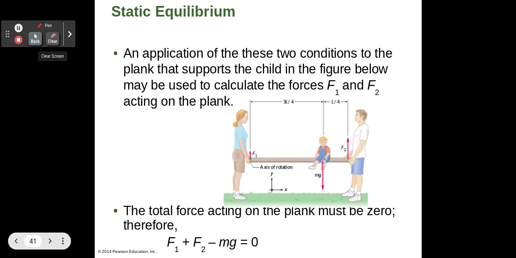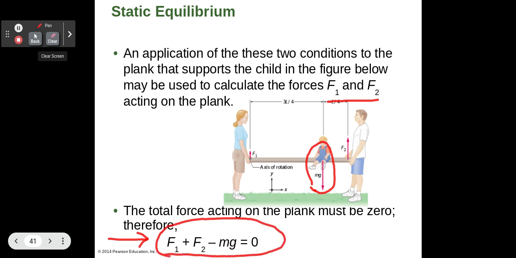So that means that the forces acting on the plank and the force of gravity on the child, all of those things have to be zero. So there's actually three forces acting on this plank. The F1 for the lady, the F2 for the man, and then the force of the child acting downward. So our total forces in this situation are F1 plus F2 minus mg, and all three of those forces have to be zero. Otherwise, this plank is going to rotate, and our little kid's going to go flying off.